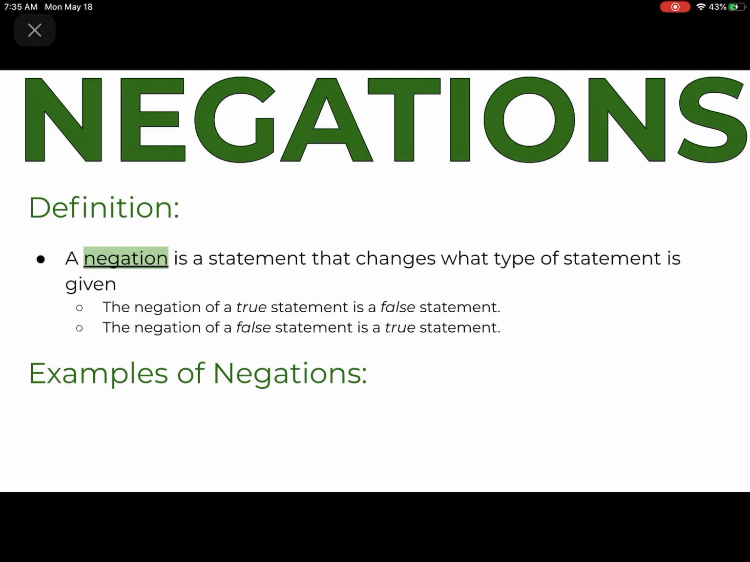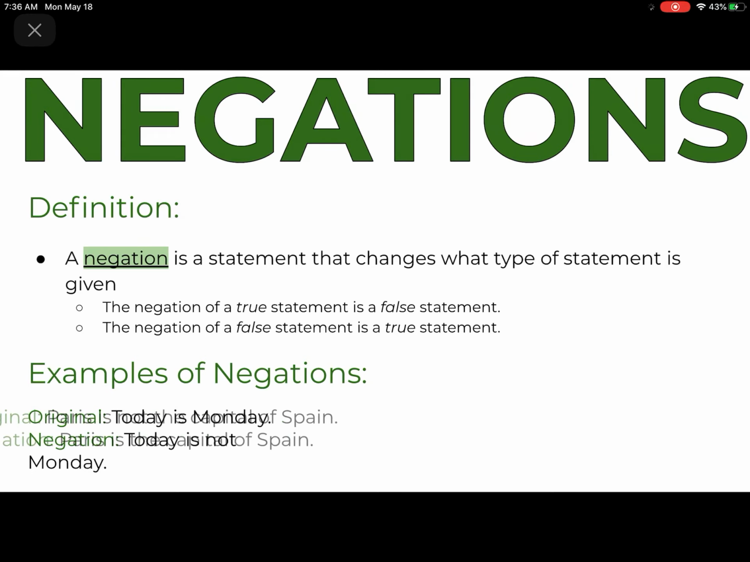Up next, we have negations. The negation of a statement changes what type of statement is given. So the negation of a true statement is a false statement, and the negation of a false statement is a true statement. We'll go through a couple different examples to help you understand this. If my original is, today is Monday, I'm making this video on a Monday, the negation of this is, today is not Monday. That's what makes it a false statement.